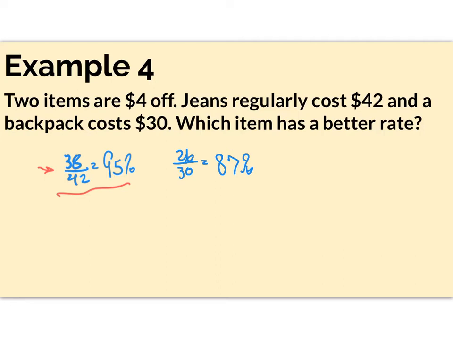So now let's look at the backpack. The backpack, 26 out of 30 gave us 0.86 repeating. I had to round this number off to 87, and multiplying by 100 gave us 87%. So for the backpack, you're paying 87% of the total value. Now, when you're looking at a better rate, you're looking at a cheaper amount that you would pay. And so the cheaper amount you would have to pay is for the backpack. The backpack lost more value.